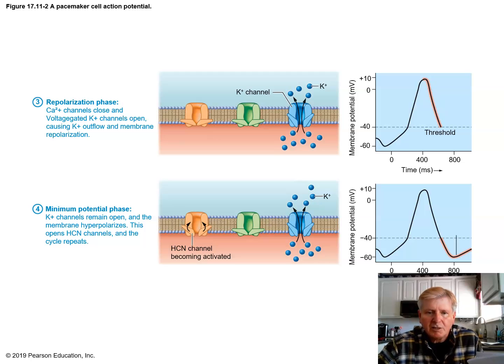And eventually, you get your minimum potential phase where the potassium channels remain open and the membrane hyperpolarizes again, and that sets up the repeating cycle. Okay, then that opens up the non-specific cation channels, and then the cycle repeats itself.